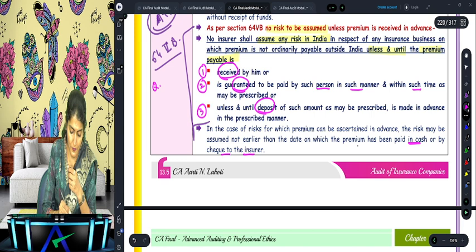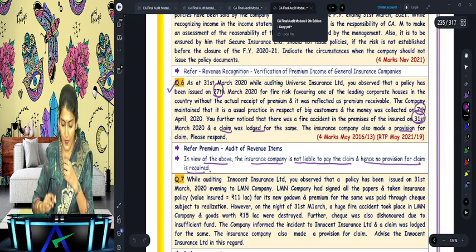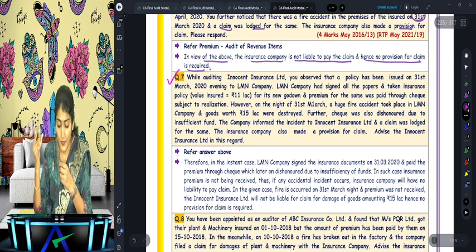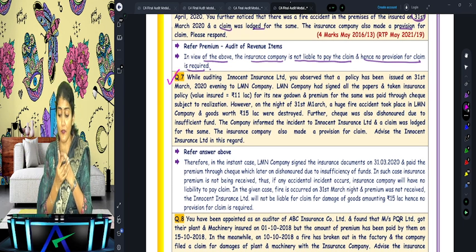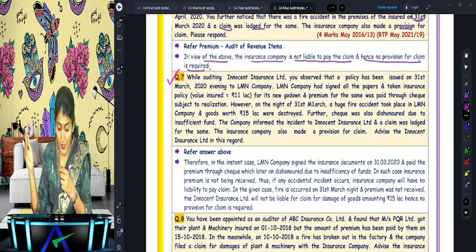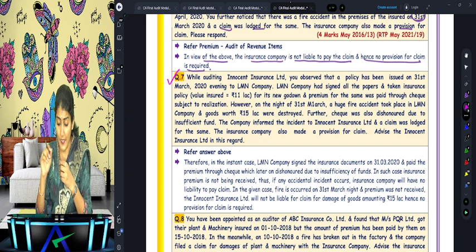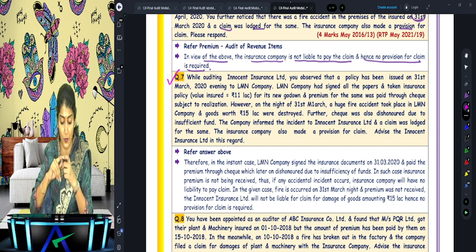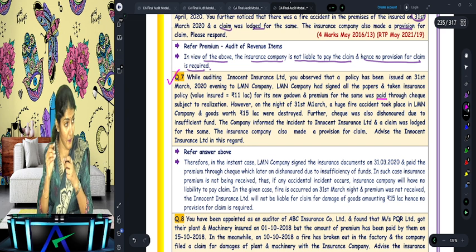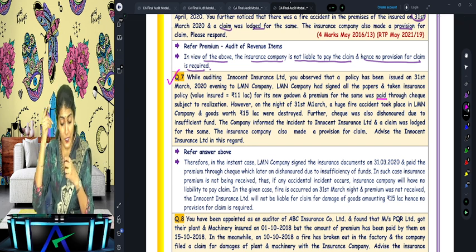And what is the question which we saw over there? Question number 6, right? Then another question. While auditing Innocent Insurance Limited, you observe that a policy has been issued on 31st of March, evening to LM Company. LM Company had signed all the papers and taken the insurance policy of 11 lakh for its new godown, and premium for the same was paid through a check subject to realization. So now they have paid the premium, but they have paid it through check subject to realization.